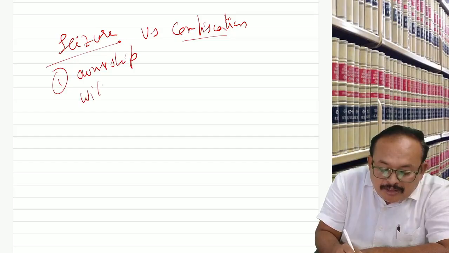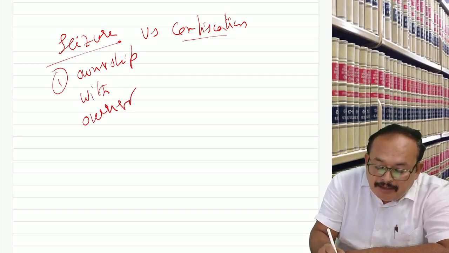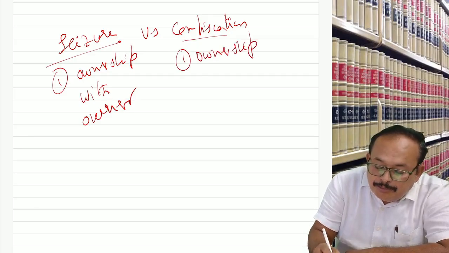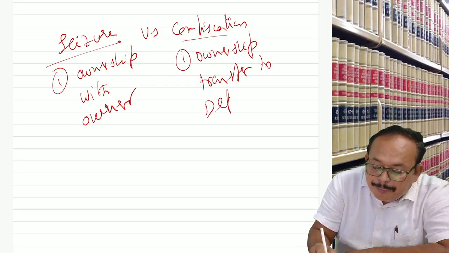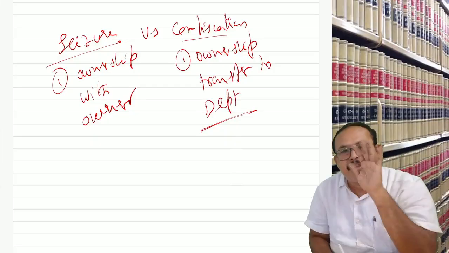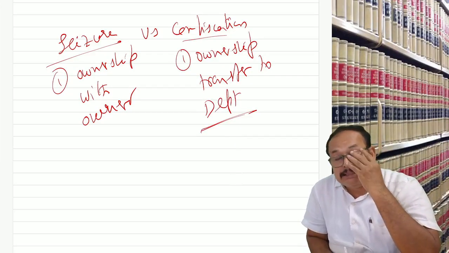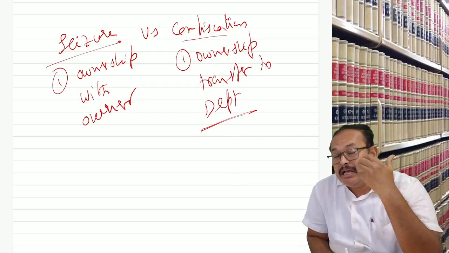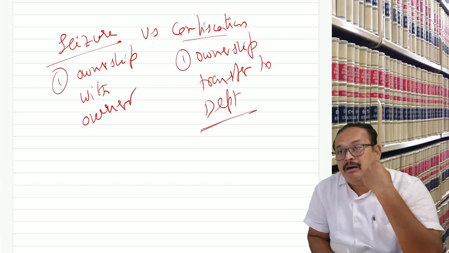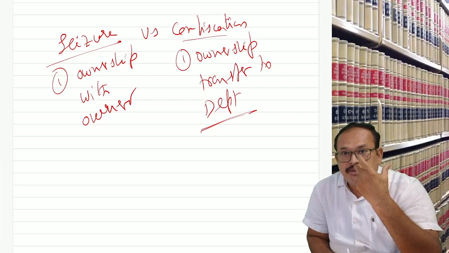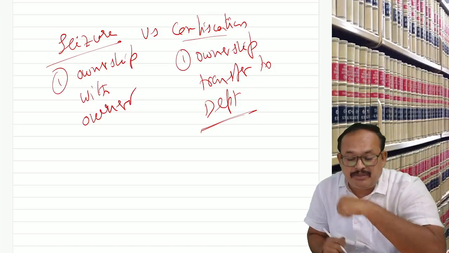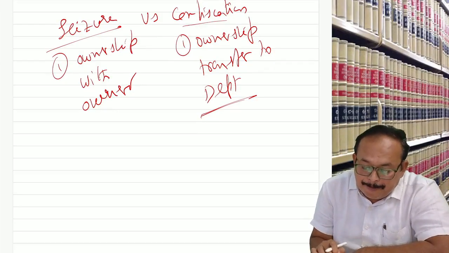ownership with the owner. Confiscation, ownership transferred to the department. The only measure. But confiscation applies to certain specified offences. Those specified offences I am referring to here.